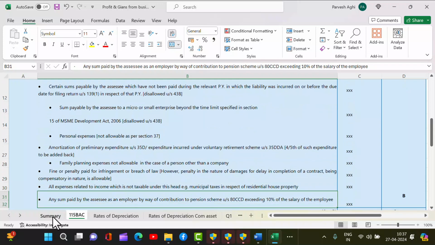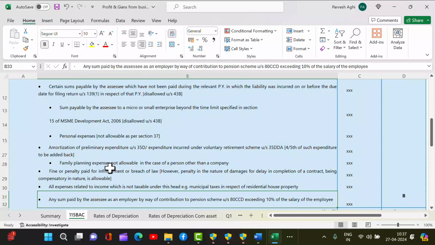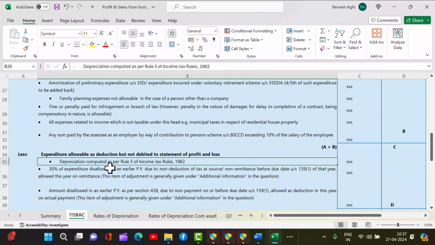Okay, now let's go back. So then, what is the second one? Less what? Suraksha? Expenditure allowable as deduction but not debited to the statement of profit and loss. Okay, so any expenditure which has not been debited to the profit and loss account will be allowed. For example, the depreciation as per the income tax. The first one would be the depreciation as per the income tax rules. Okay, sure, can you read this?